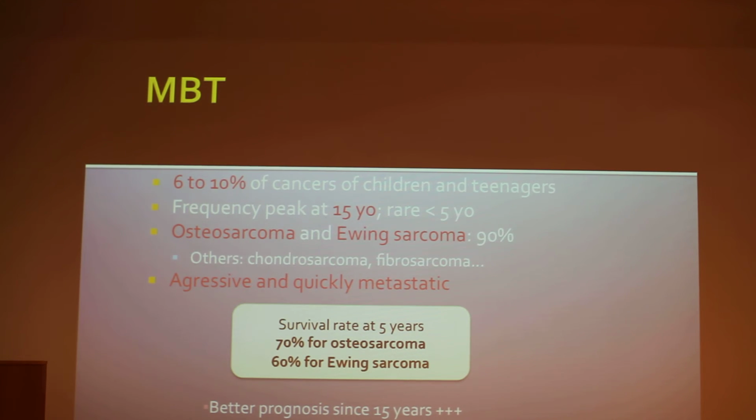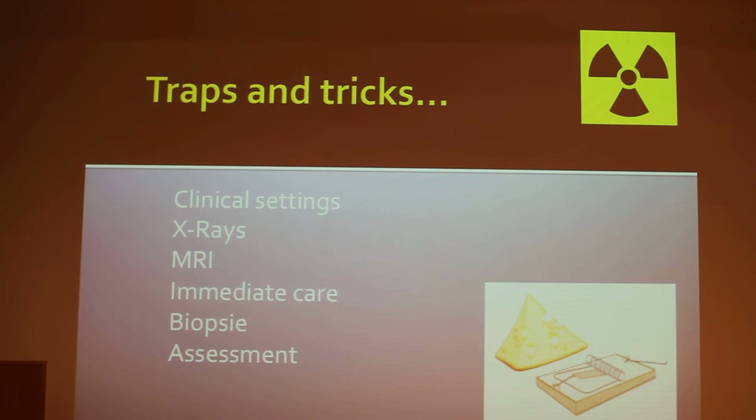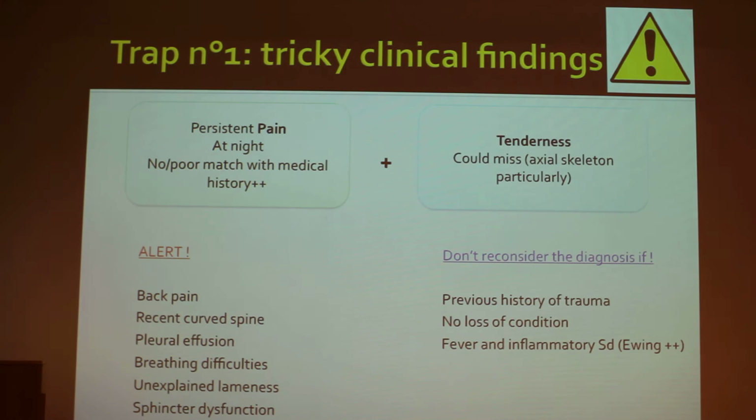So these tumors are really aggressive. Whenever you think about a malignant bone tumor, you've got to perform all the studies really quickly. It has to be done the next day, or at least in 2 or 3 days, because they're fast-growing tumors. So you've got to do things quickly. I'm going to try to give you some clues to avoid traps and tricks in malignant bone tumors. We're going to start with the clinical findings.